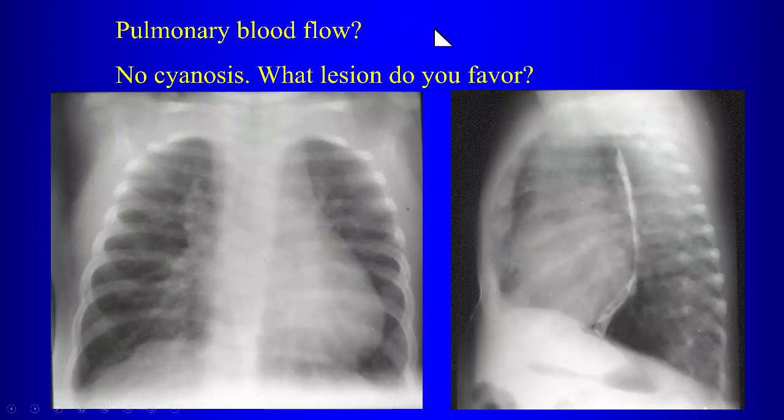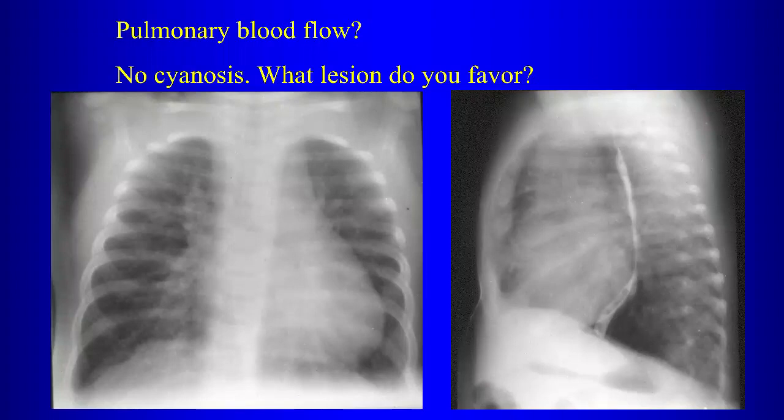In this particular case, what do we think of the pulmonary vascularity? It's increased, no cyanosis, we're in the left to right shunts. What can you say from the lateral chest radiograph? The left atrium is enlarged, right. So it's pushing on the esophagus there. So what shunts might you be thinking about here?